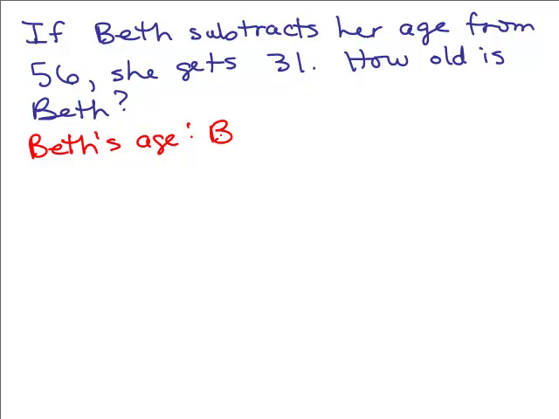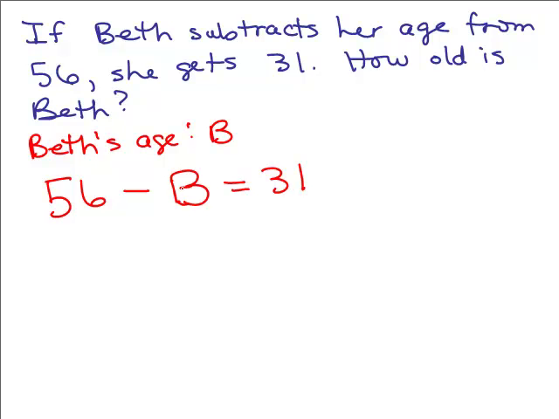All right, so it says, if Beth subtracts her age from 56, a common mistake is for people to write B minus 56, but that means she's subtracting 56 from her age. So we want to start with 56 and subtract her age. Okay, make sure you see the difference. We're subtracting her age, so we're going to have the minus sign in front of her age to get 31.